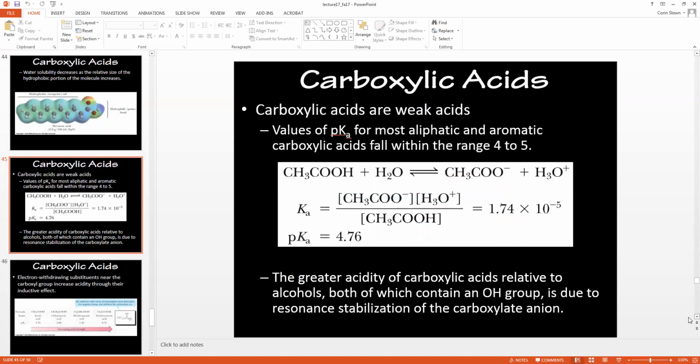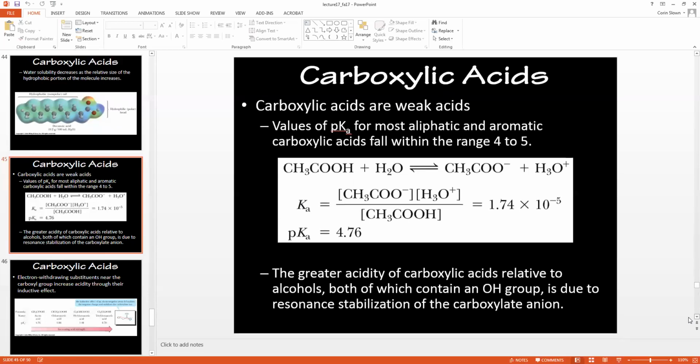When we think about carboxylic acids, these are going to be weak acids. They're not strong acids. So the values of pKa for most aliphatic and aromatic carboxylic acids fall within the range of 4 to 5. And so if we think about equilibrium, that means that the majority of those molecules stay as the acid instead of forming the conjugate base. So the greater acidity of carboxylic acids relative to alcohols, both of which contain an OH group, is due to the resonance stabilization of the carboxylate anion. We'll talk about that with some examples shortly.